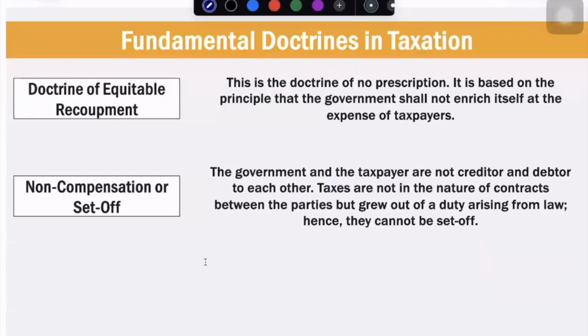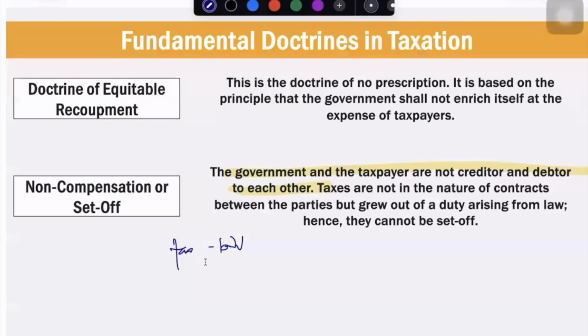Next, we have your non-compensation or set-off. The government and taxpayers are not the creditor and debtor of each other. Therefore, you cannot make use of compensation or set-off to extinguish the liability. If you still remember, compensation or set-off is one of the modes of extinguishing a liability or an obligation. However, since there is a difference as to the source of an obligation, why? For the tax, tax is based on law.